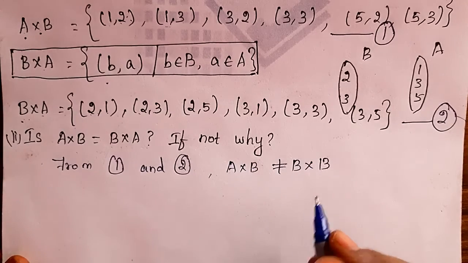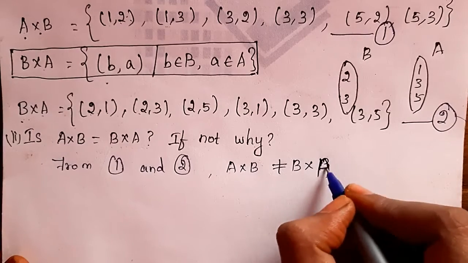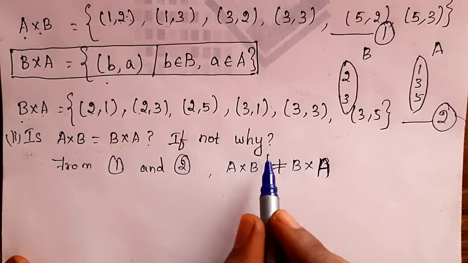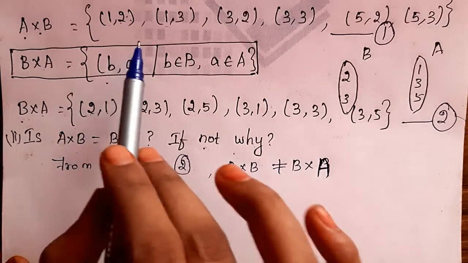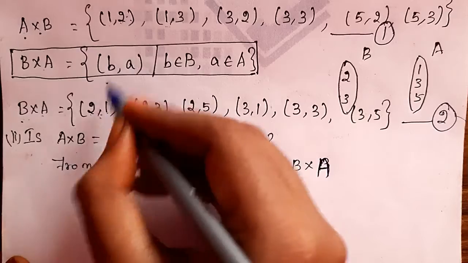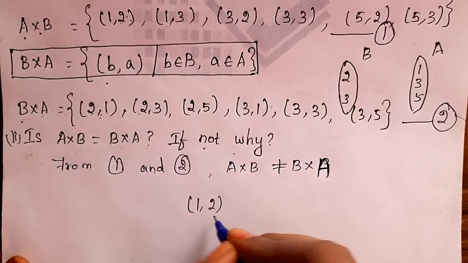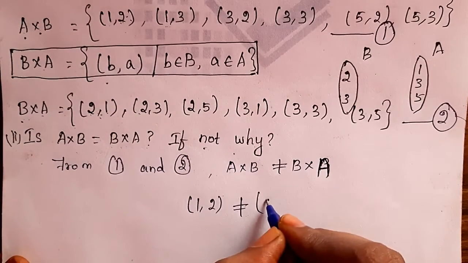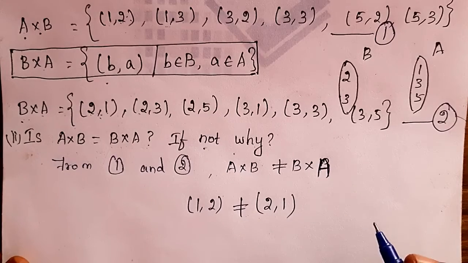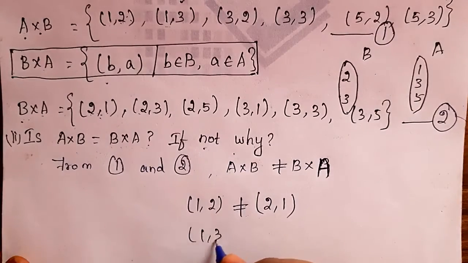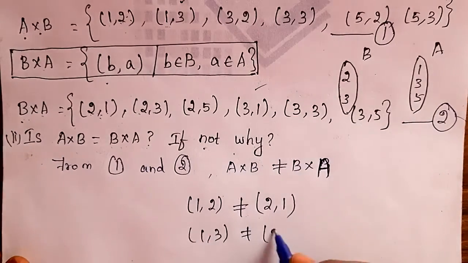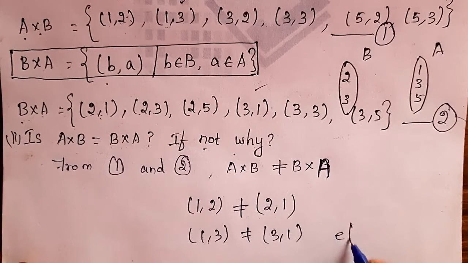We found that. Okay. Sorry, B cross A. If not, why? They ask why. So we can say that 1, 2 is not equal to 2, 1. Am I right? 1, 3 is not equal to 3, 1. Okay, these are all the reasons. You can write etc. Many reasons. Okay. Next, third part.